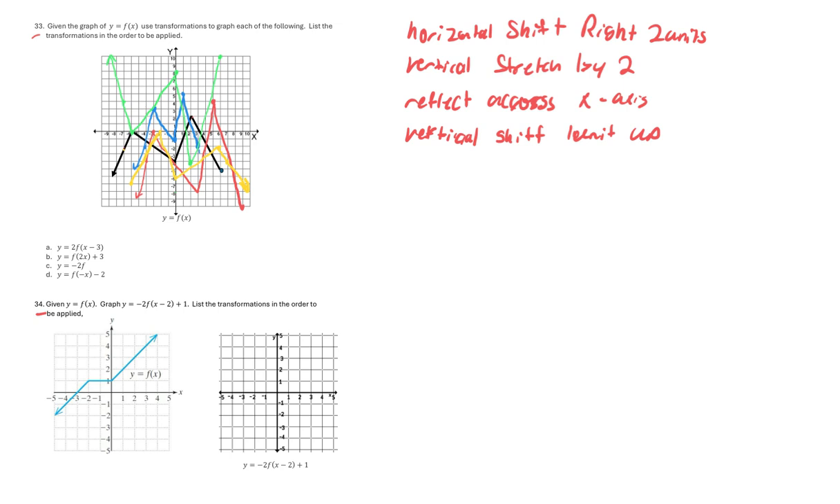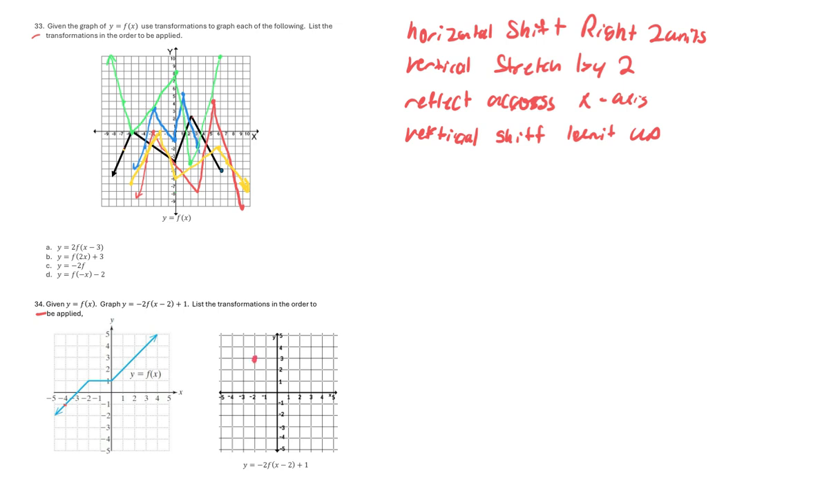So we'll just pick some convenient points, start applying these, and plot them. So here's a nice one, the negative 4, negative 1. If we shift it to the right 2 units, we'll be at negative 2, negative 1. Vertical stretch by 2, negative 2, negative 2. We'll reflect across the x-axis, so negative 2, positive 2 now. And then a vertical shift up by 1, so it will go to negative 2, positive 3.